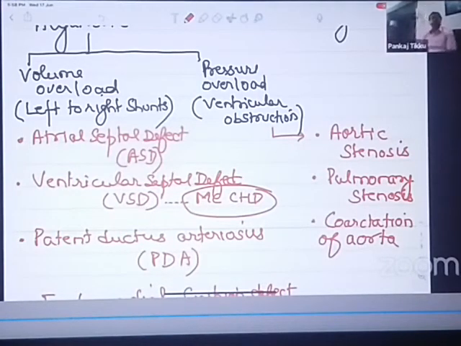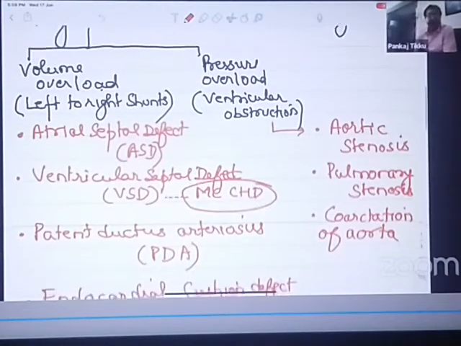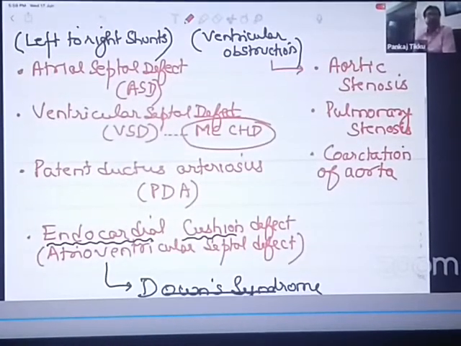So which are the pressure overload lesions? The pressure overload lesions are aortic stenosis, pulmonary stenosis, and coarctation of aorta. Which are the volume overload lesions? Atrial septal defects, ventricular septal defects, patent ductus arteriosus, and endocardial cushion defects. So these are the 7 acyanotic congenital heart defects which are important for your exams.